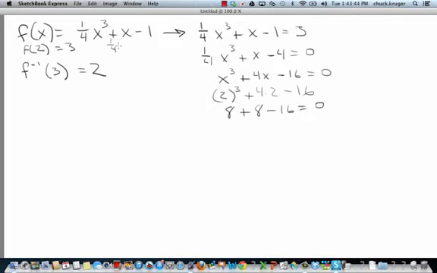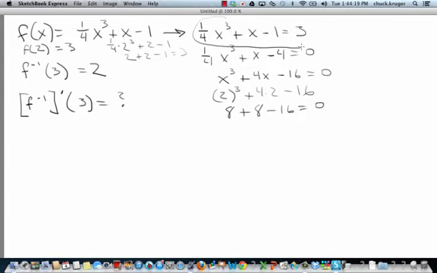I'll get 3. Notice I have 1/4 times 2 cubed plus 2 minus 1. This is 8. 1/4 of 8 is 2. 2 plus 2 is 4. Minus 1 is 3. And over here in the inverse, if I plug 3 into that, I'll get 2. Then my next question is, all right, now watch the notation: the derivative of the inverse of 3. Okay, what is that? Well, I don't even have a function. It's extremely difficult to figure out what the inverse of that is.